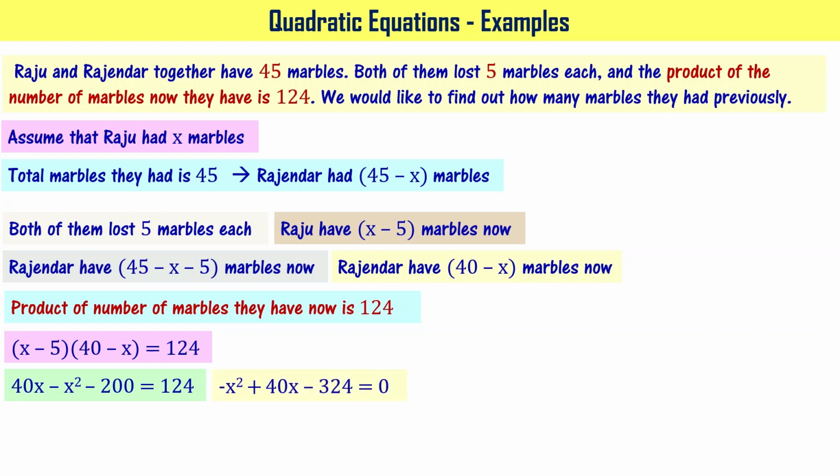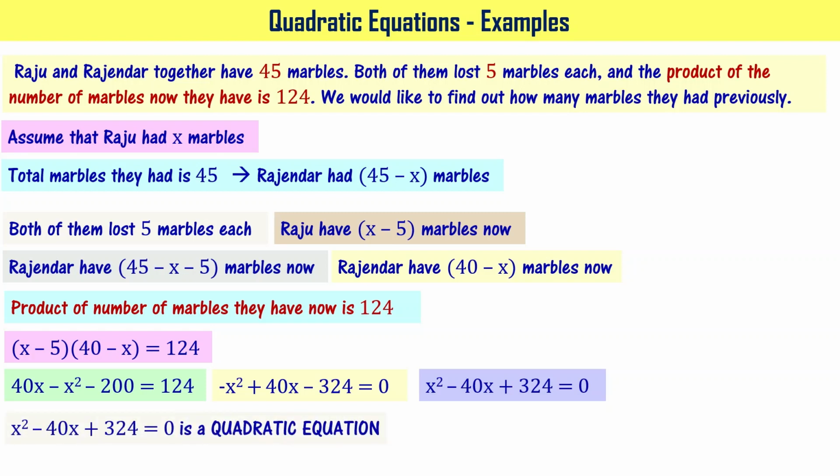When you simplify it, you get minus x square plus 40x minus 324 equal to 0, right? Simply multiply the whole equation with minus 1. Then you can write it as x square minus 40x plus 324 equal to 0, right? This is a quadratic equation. If you know how to solve this particular equation, then you know how many marbles Raju had earlier. Then you subtract that from 45 so that you will know how many marbles Rajendra had earlier, right?